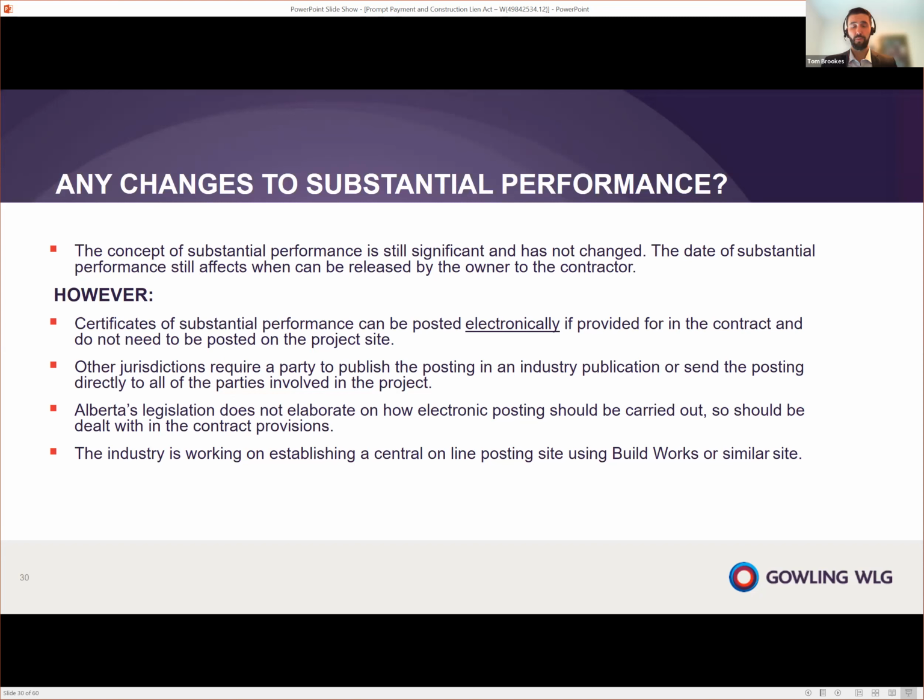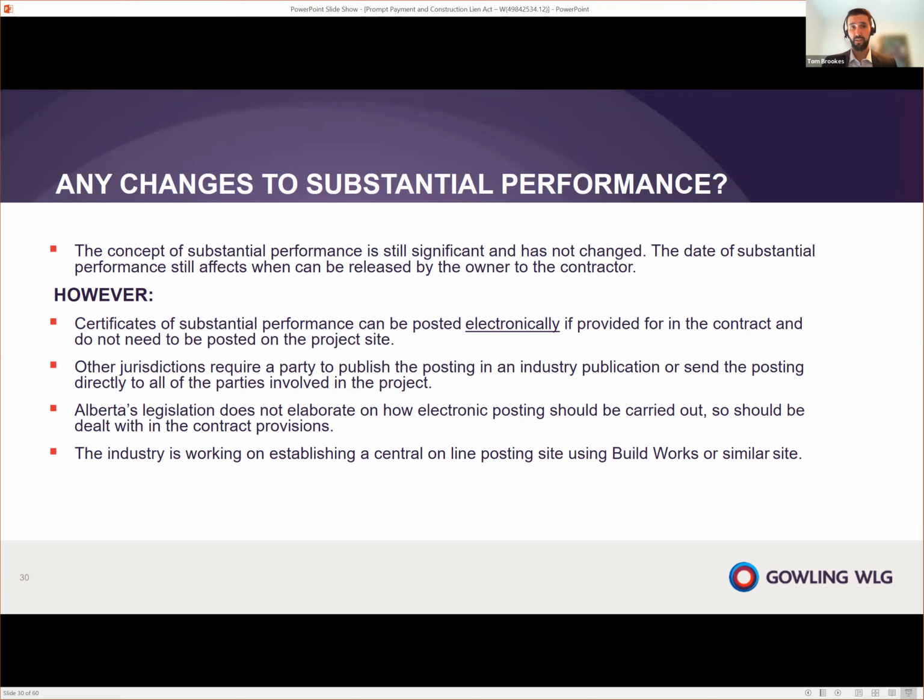There are also some changes to substantial performance. The concept is still the same. What has changed is how the certificate of substantial performance is posted. In the present Builders Lien Act, it has to be posted to the job site so that everyone can see it. This is the default under the new legislation, except if the contract allows electronic posting of the certificate of substantial performance. If it does, then you can post it electronically instead of posting it to the job site. Other jurisdictions require the certificate to be published in an industry publication or to have the certificate sent to all of the other parties involved in the project.